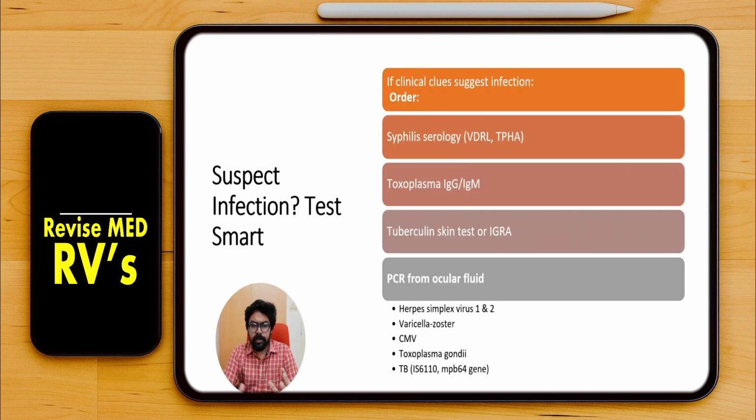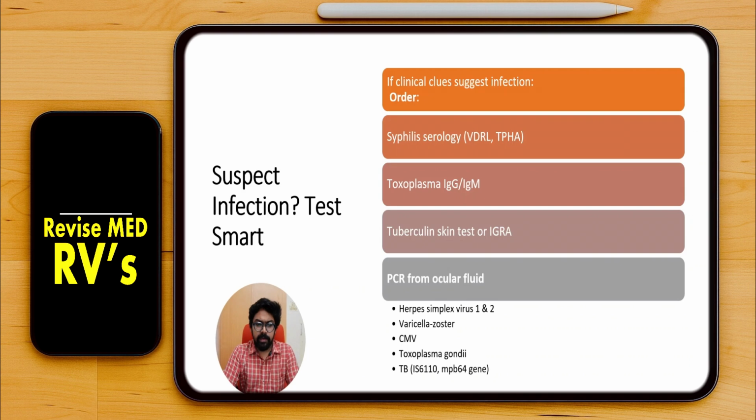So coming to the treatment and correlative part, you should always suspect infection first. Always rule out infection before assessing the other causes, because for all the other causes, the treatment is going to be mostly associated with immunosuppression. So you have to rule out infection first before treating others. To rule out infection, you have to look for syphilis serology, that is VDRL and TPHA, and toxoplasma IgG, IgM, and tuberculosis skin test and IGRA. Especially in India, you have to always rule out tuberculosis.